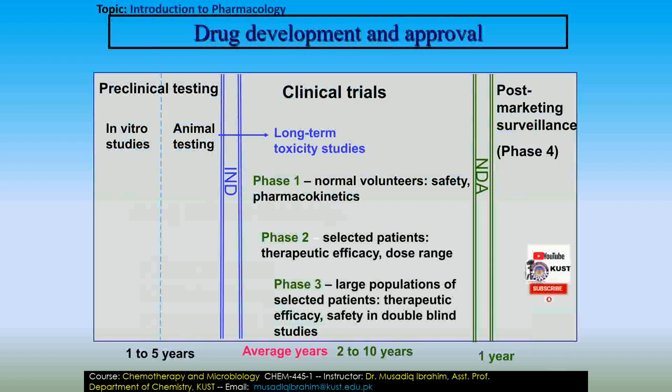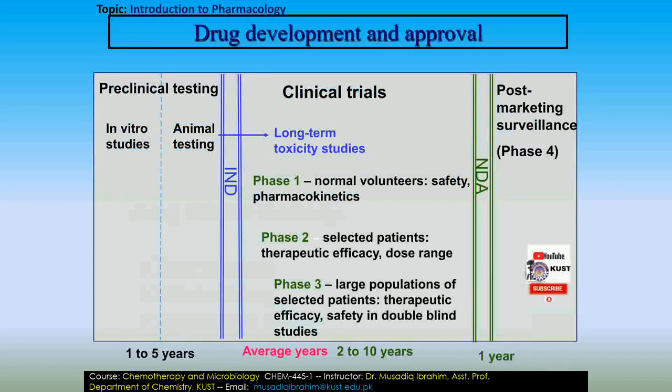So now about drug development and approval. If you think about drug development and approval, it is a very long process and it takes about 10 to 15 years so that the drug can be approved and utilized by the common public. So first of all is preclinical testing, in which you have in vitro studies.